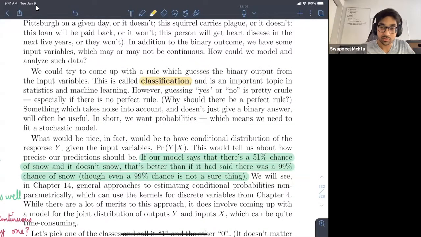Let me move this out just in case. Um, yeah, so that is that.